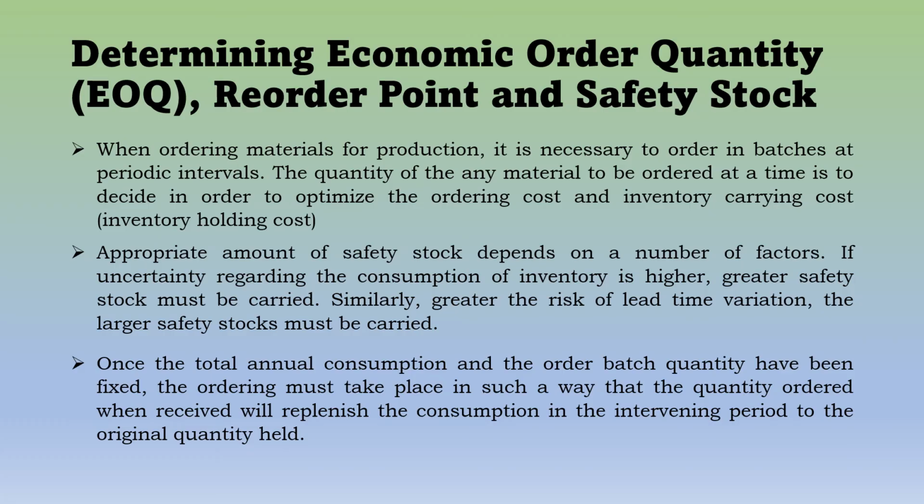Next, determining economic order quantity or EOQ, reorder point and safety stock. How to do this? When ordering materials for production, it is necessary to order in batches at periodic intervals. The quantity of any material to be ordered at a time is decided in order to optimize the ordering cost and inventory carrying cost or the inventory holding cost.